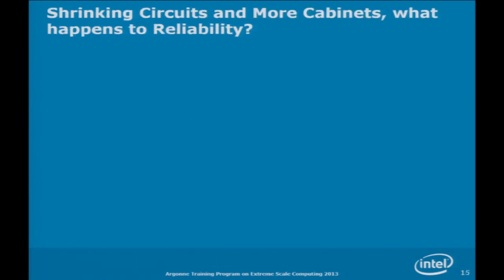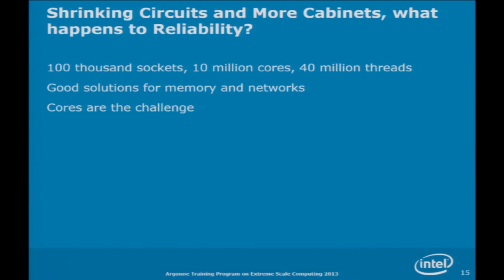Now that we shrink circuits and add more cabinets, what will happen to reliability? If you have 100,000 sockets, 10 million cores, 40 million threads, what could possibly go wrong? It turns out that for some of the hard ones, like memory and the network, we have good solutions. And I was thinking, why do we have good solutions there? I think it's because they're very regular structures, and we've actually learned to live with errors.